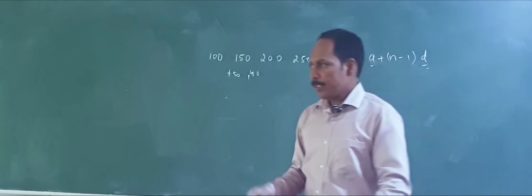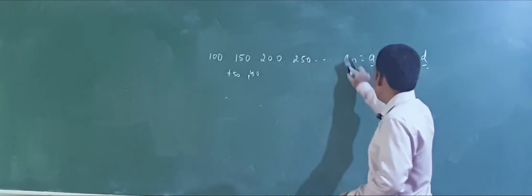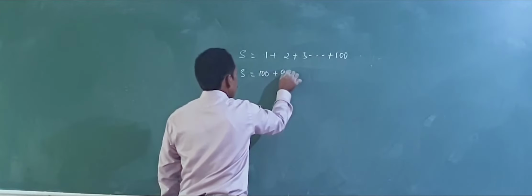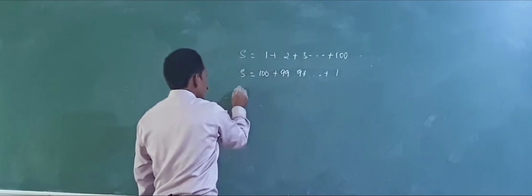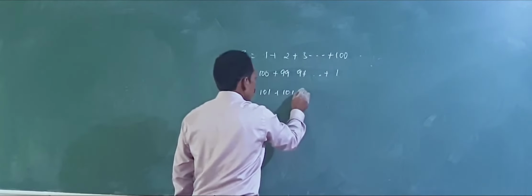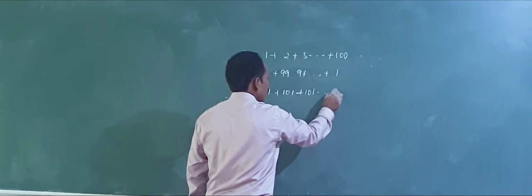Before we continue to solve this problem, let me take an example of how to find the sum of natural numbers. I think you are familiar with this. Let me write the sum of natural numbers up to 100. S equals 1 plus 2 plus 3 and so on, plus 100. This can also be written in reverse: 100 plus 99 plus 98 and so on, plus 1. Adding these two, we get 2S equals 101 plus 101 plus 101 and so on, plus 101.